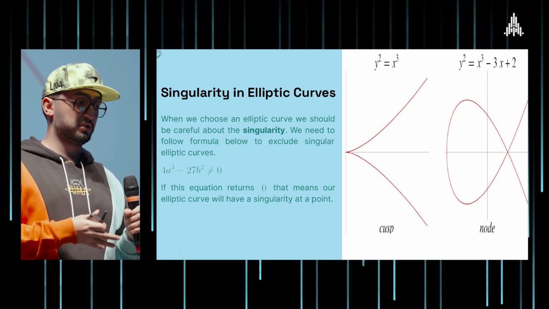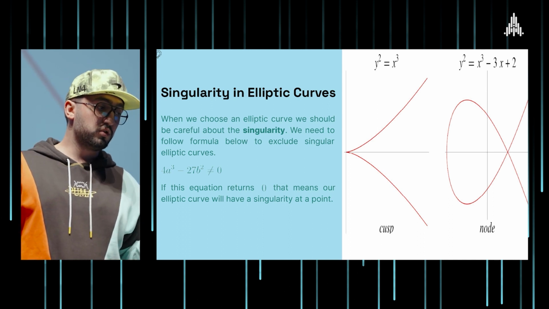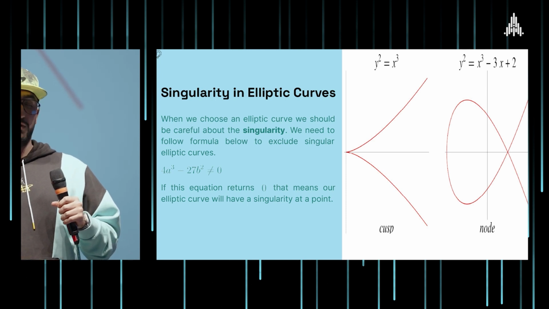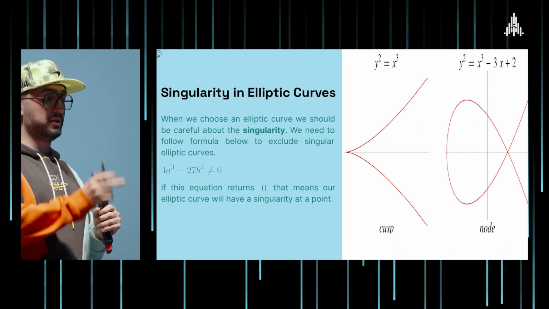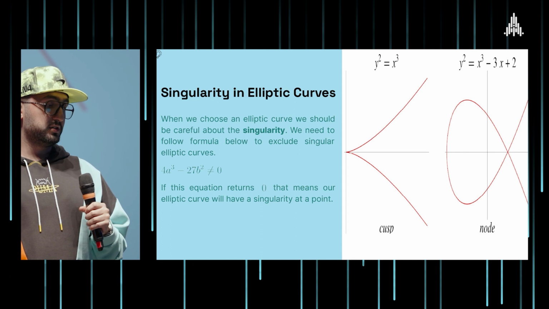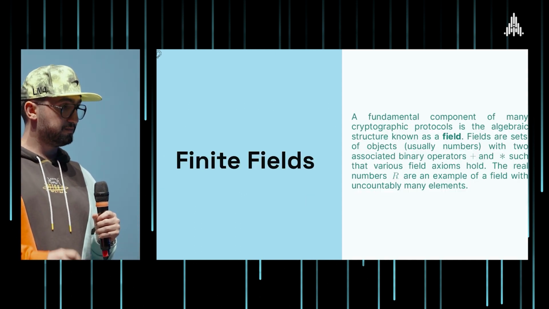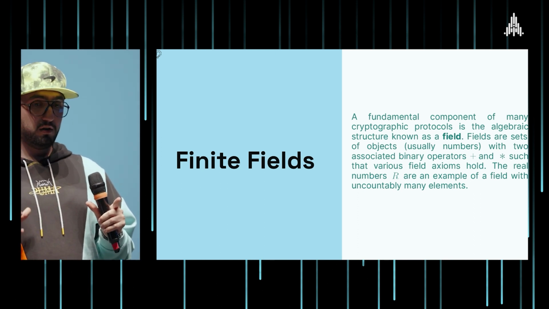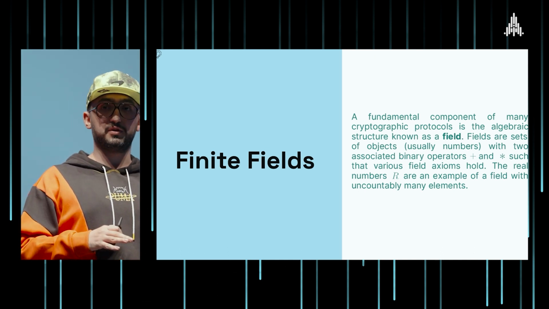one single tangent line, which I will show you what it means. It doesn't help us, we don't want to use this because we will have multiple results. And for a node, we will have two distinct tangent lines. It's also something we are trying to avoid. And there's a formula that we need to follow, and if it's equal to 0, that means we have a singularity. And as I told you, we are trying to avoid it. So, as I told you, we are constructing these elliptic curves over finite fields.